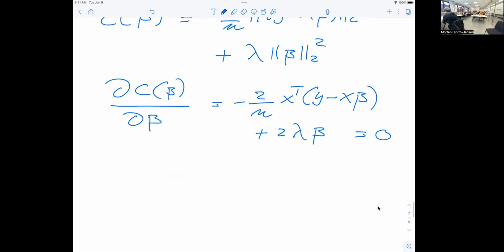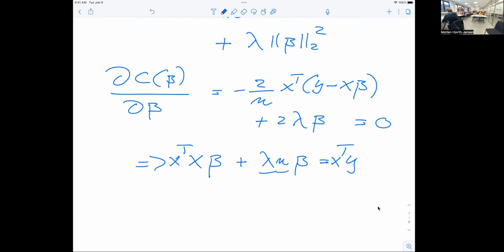So if I multiply away 2 over n now, what I get is x times beta times x transpose, plus lambda times n multiplied with beta, is equal to y times x transpose. And then I can always relabel this as a new parameter, lambda tilde.